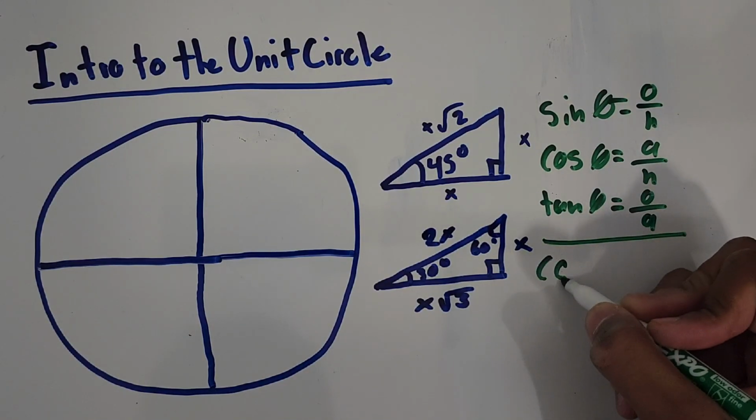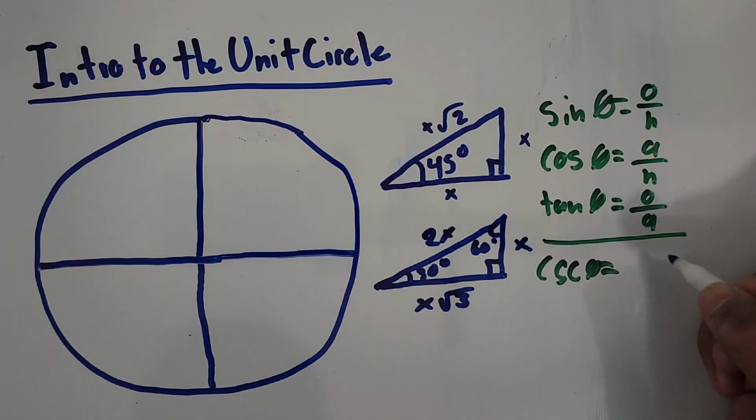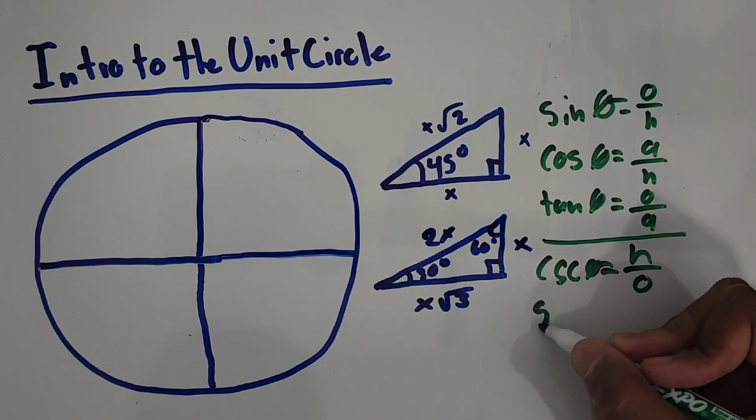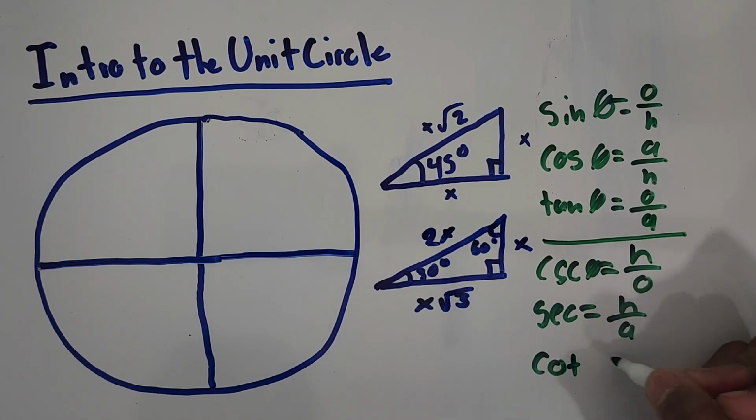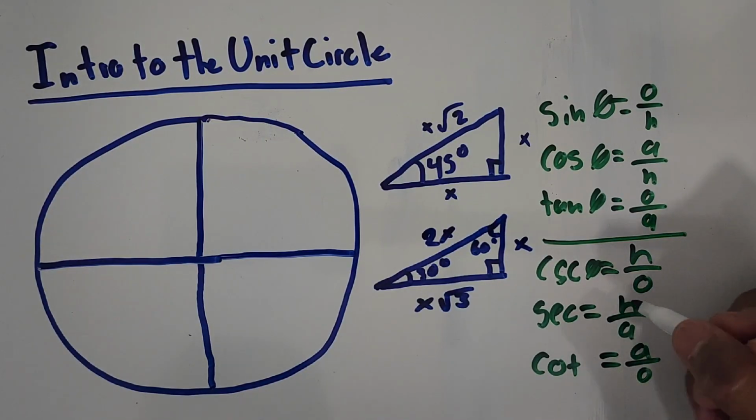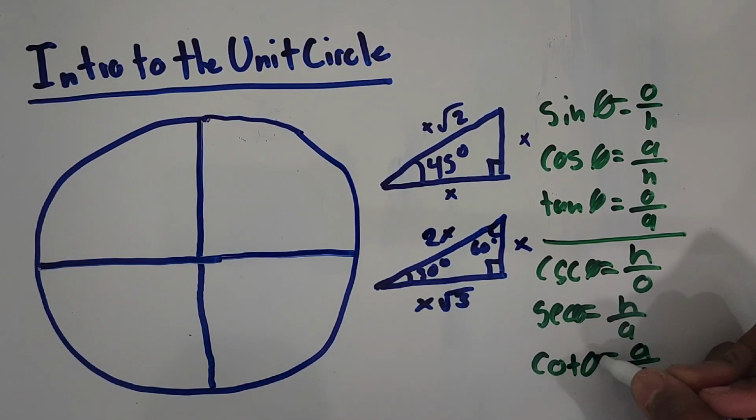And we also have the reciprocal identities. So we have cosecant is equal to hypotenuse over opposite. Secant is equal to hypotenuse over adjacent. And then cotangent is equal to adjacent over opposite. And then remember, all these have theta.